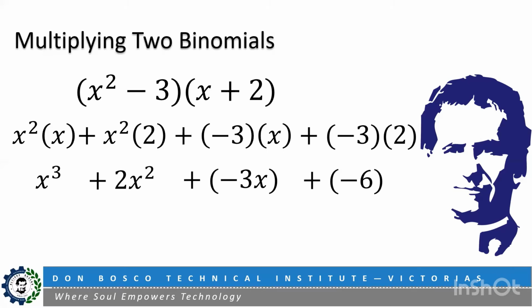Simplifying this further by eliminating our grouping symbols, we have x cubed plus 2x squared minus 3x minus 6. Since there are no like terms in this resulting expression, this is the simplest form of our product.